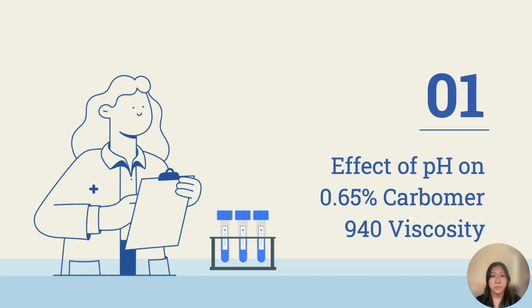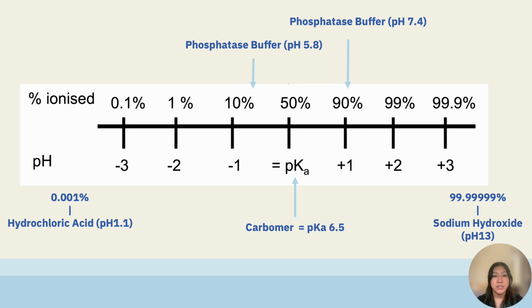Now I'll discuss the effects of pH on 0.65% Carbomer 940 viscosity. Carbomers such as Carbomer 940 have a pKa of approximately 6.5, classifying them as a weak acid. This is important because their ionization state changes depending on the surrounding pH, directly influencing the gel's viscosity.